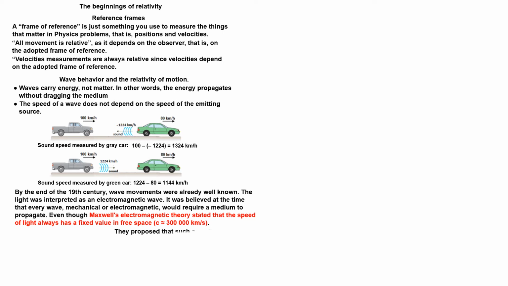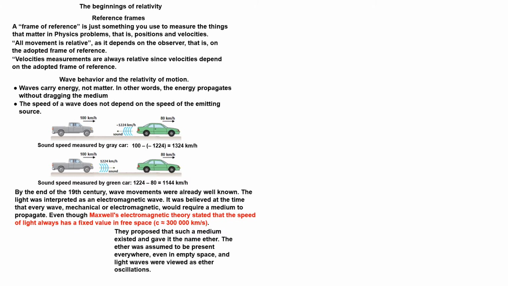They proposed that such a medium existed and gave it the name ether. The ether was assumed to be present everywhere, even in empty space, and light waves were viewed as ether oscillations. These concepts are indeed strange. Some physicists suspected that the ether idea was wrong.